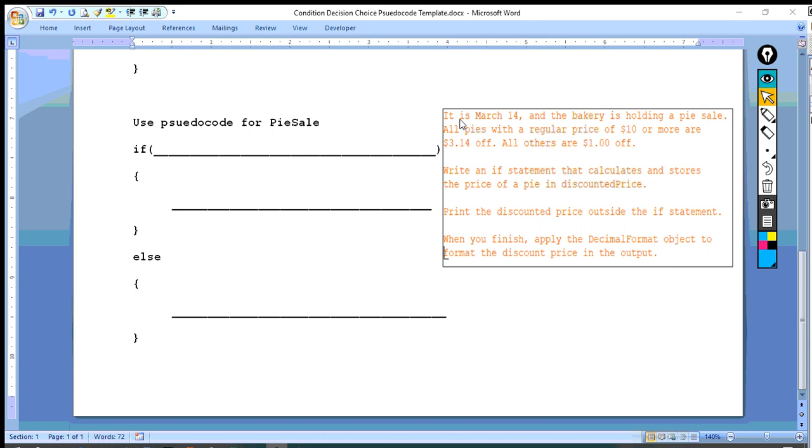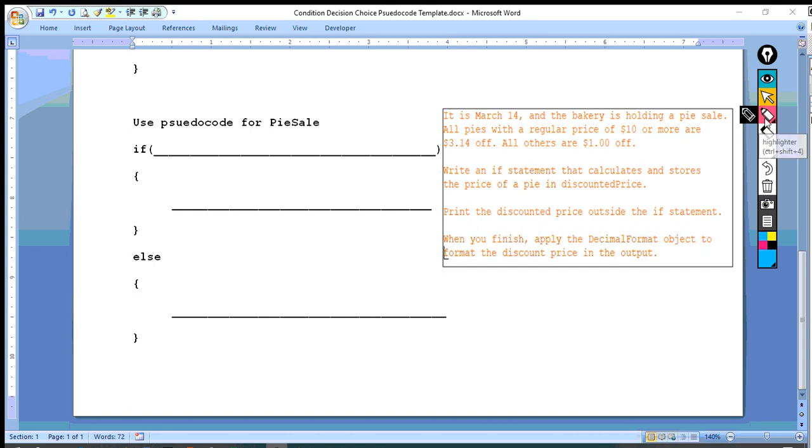So let's go down here and show that a little bit more for the pie sale. Now in the pie sale one, what we have here is the bakery is holding a pie sale. All pies with the regular price of $10 or more are $3.14 off. All others are $1 off. Write an if statement that calculates and stores the price of a pie in discounted price. Print the discounted price outside of the if statement.